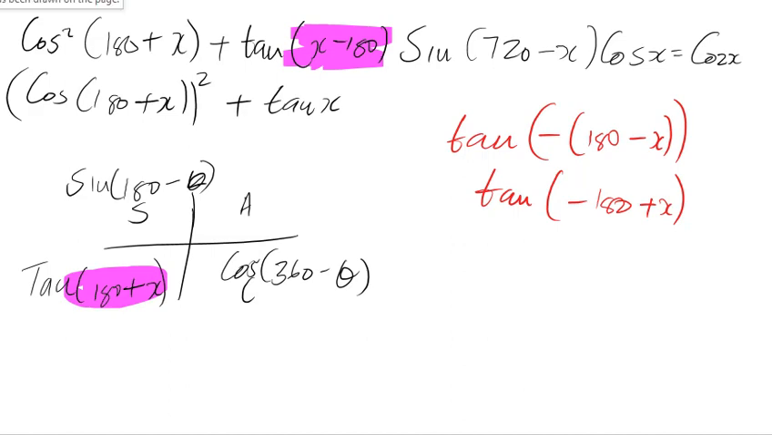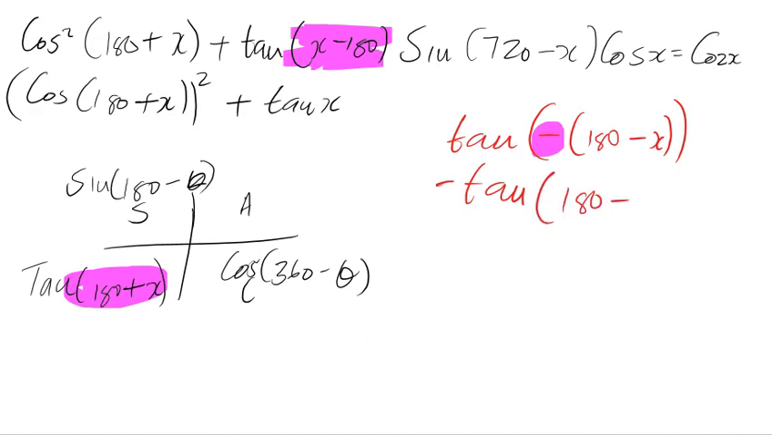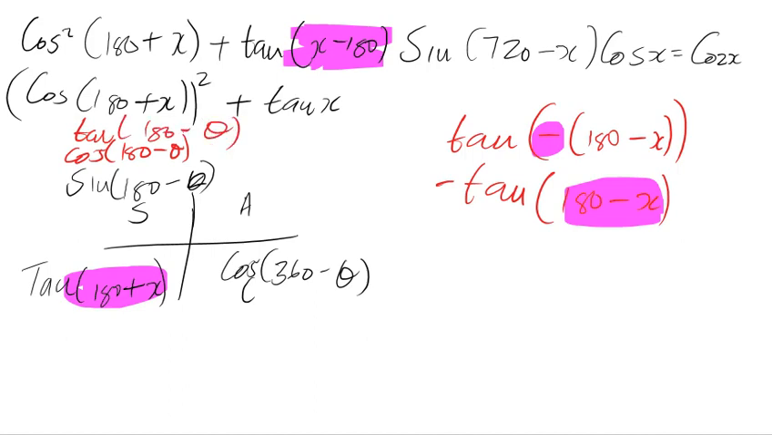So if you have got something like this, the minus that is outside, you're gonna take it out. You're gonna say minus tan, outside the bracket, 180 minus x. So you're gonna check where do you have 180 minus x? It's on there. Sine 180 minus theta. And then you also have cos 180 minus theta. Then you also have tan 180 minus theta.